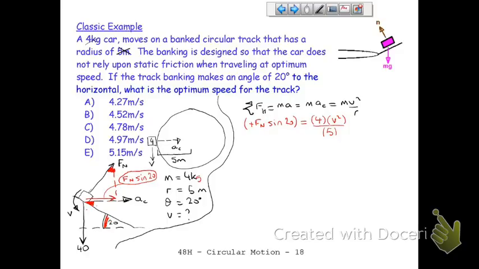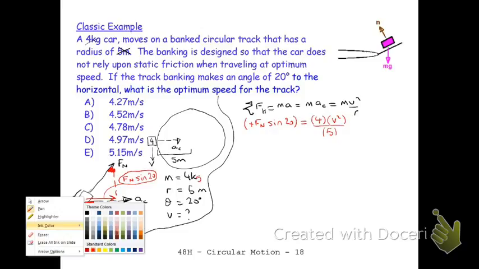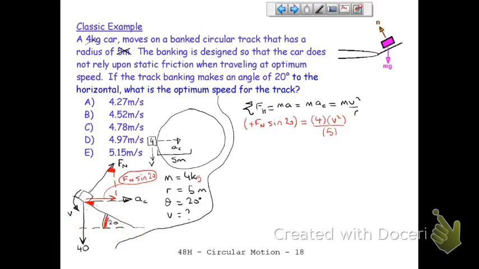Okay, so before I substitute and rearrange, let's just look at this. I've got an Fn that I don't know, and I've got a v squared I don't know. So I need to be able to find this Fn. It's a two-step problem. So I say, oh yeah, I can do this.